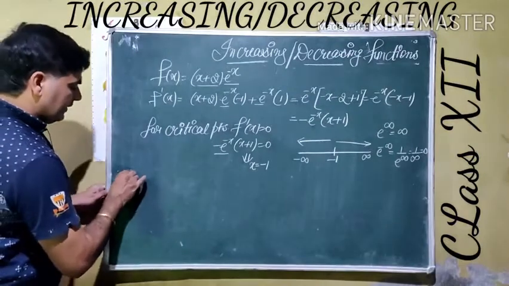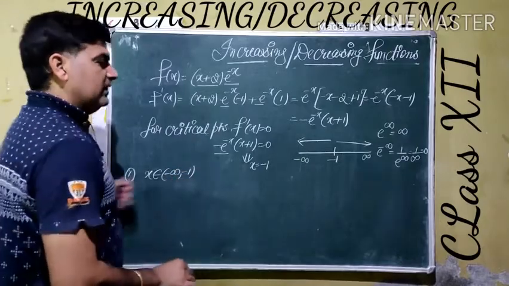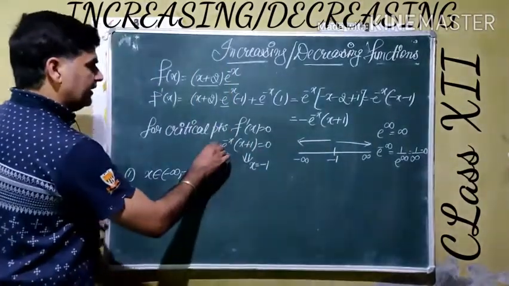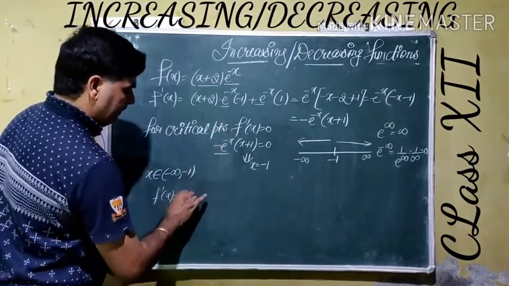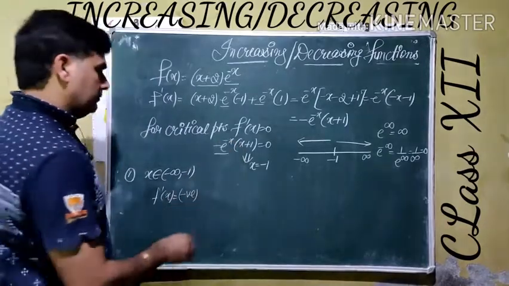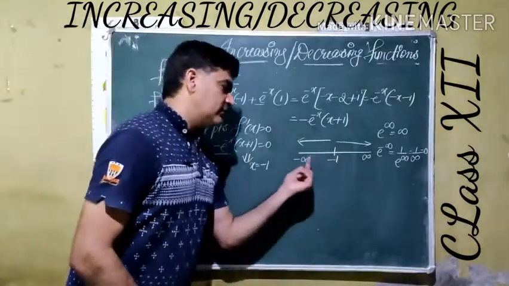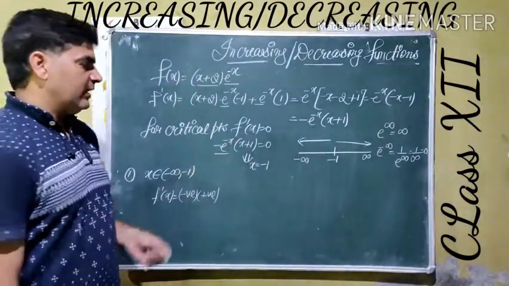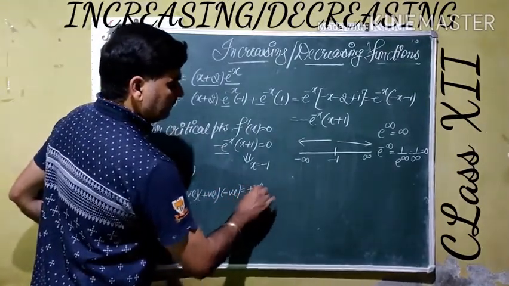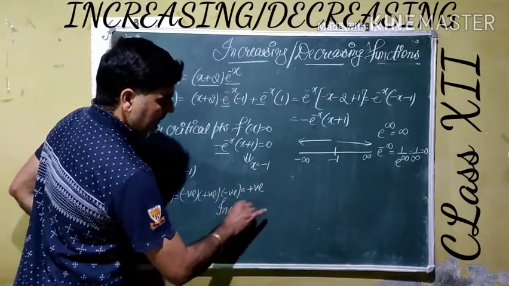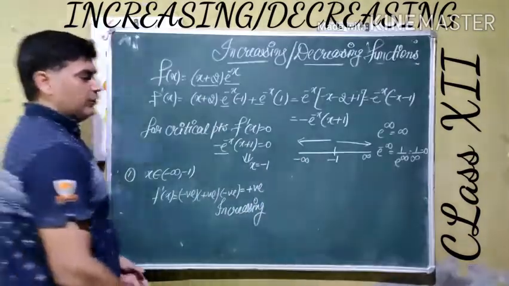We discuss the first case when x belongs to minus infinity to minus 1, meaning the left side of the critical point. Here the sign of f dash x, due to the minus sign, is negative. E raised to a power is always positive. Now if we put a value of x less than minus 1, for example minus 2, minus 2 plus 1 gives us minus 1, overall a negative sign. So the overall sign of this function becomes positive. So it is strictly increasing in the first interval we chose, x belongs to minus infinity to minus 1.